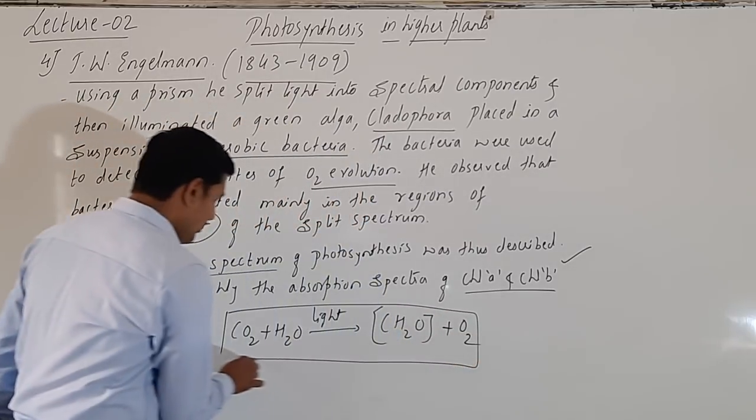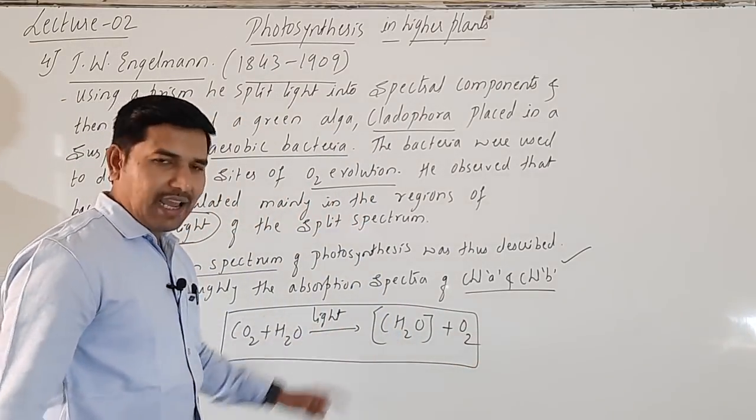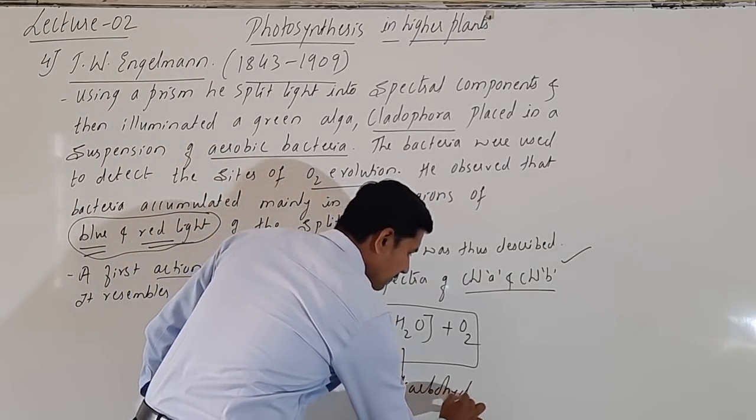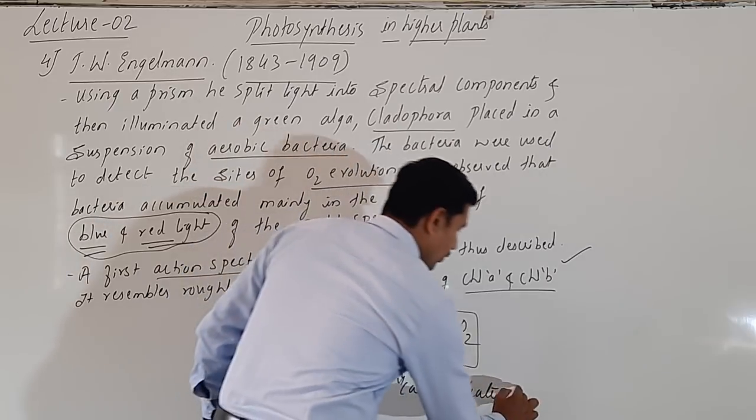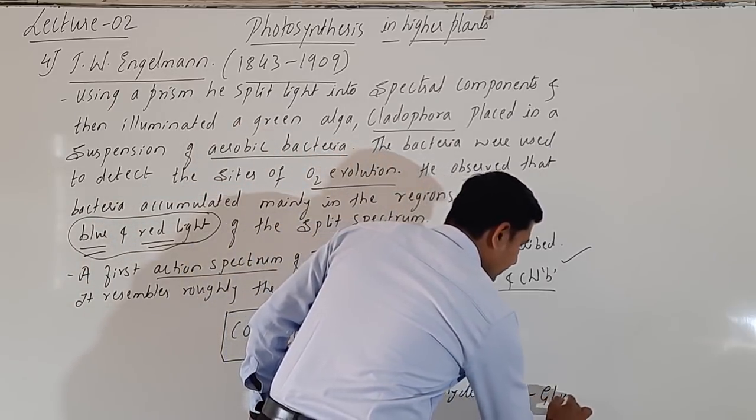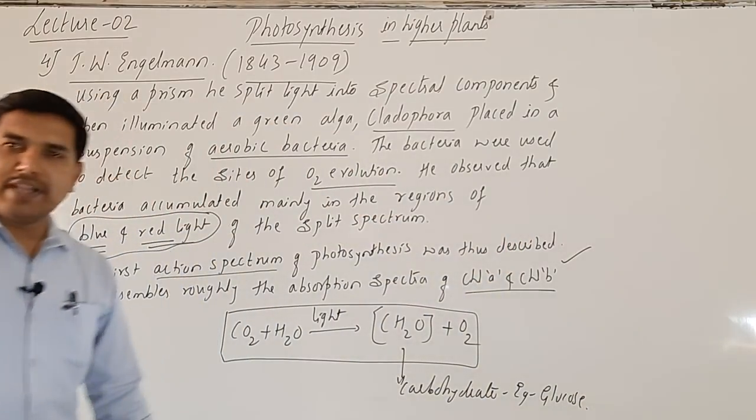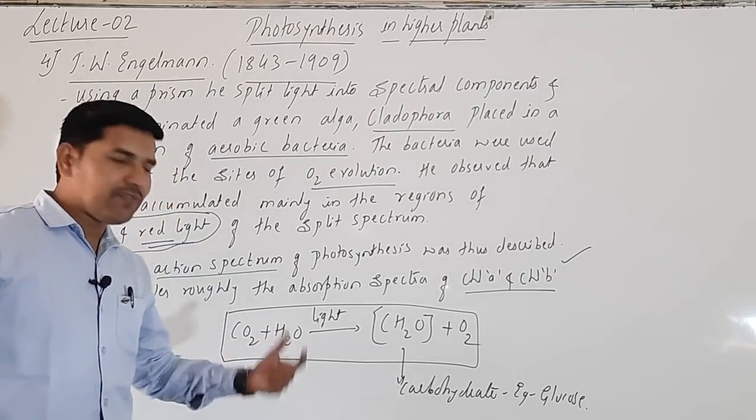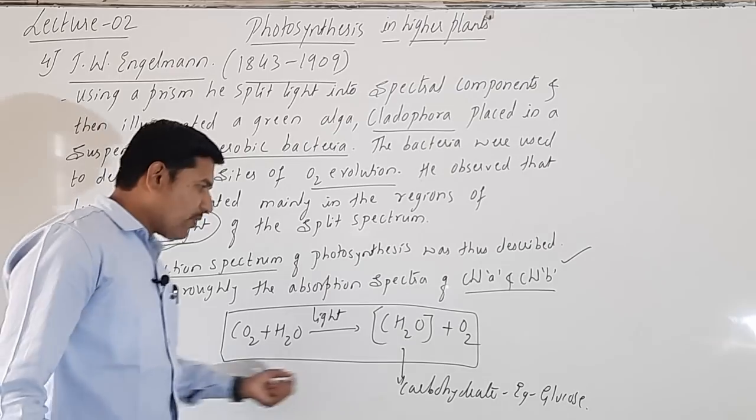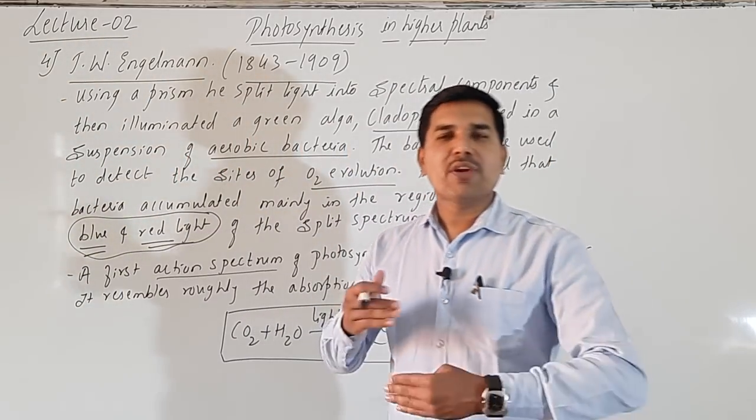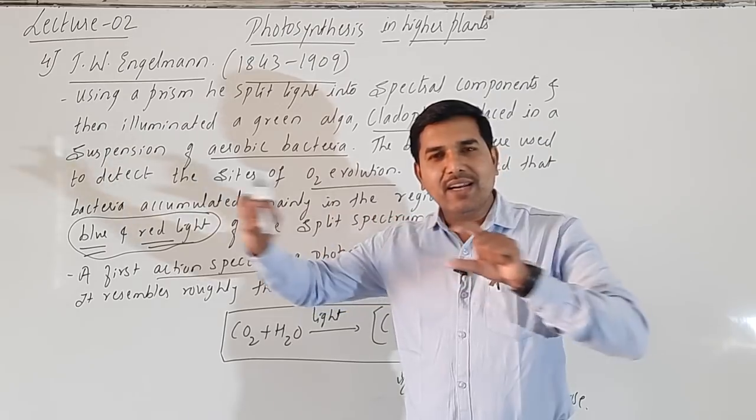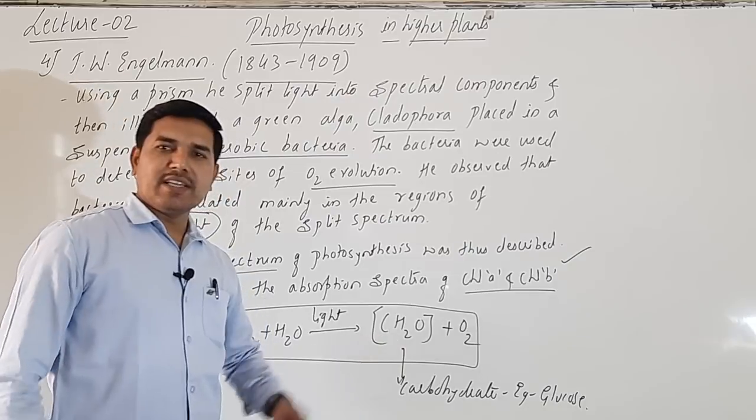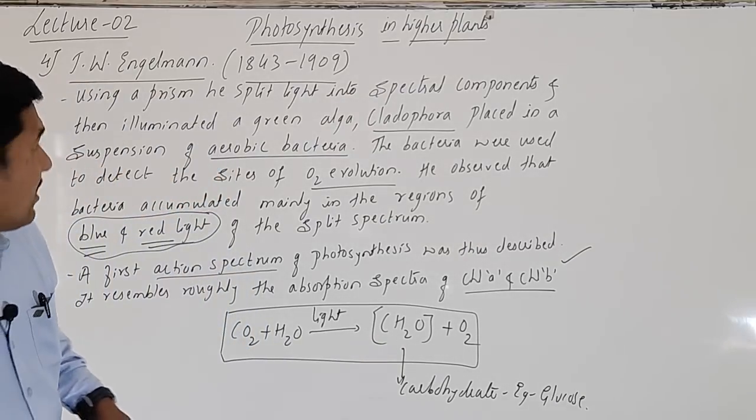Now here CH2O refers to a carbohydrate, like glucose. Right. So the empirical formula, or we can also call it the general formula, right. So by the mid of the 19th century, the equation was framed. Later on, this equation went on changing and the final equation for photosynthesis was formed. Okay. So this is regarding the part of the T.W. Engelmann experiment.